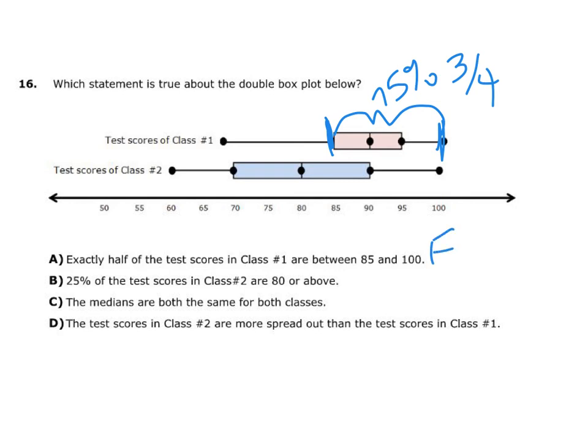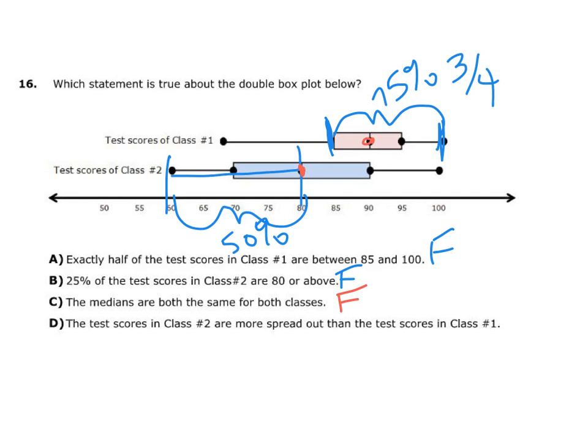Okay, for B, 25% of the test scores in class 2 are 80 or below. Well, 80 or below, this is what we're considering. That's basically 50%, not 25%. So that's going to be false. C: the medians are both the same on both classes. Well, if they were both the same, then those two would be aligned, so that's false.